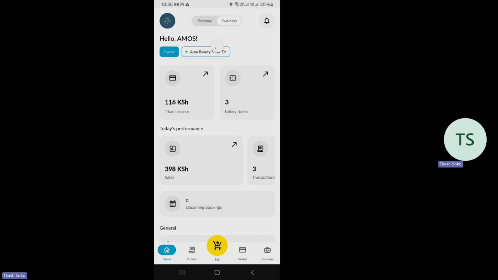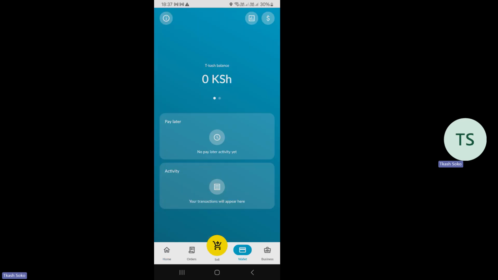Yeah, the Tcash balance is also 116. So that is how you can make a top up for this cash fee balance, so that now you're able to sell to your customers via the cash basis.